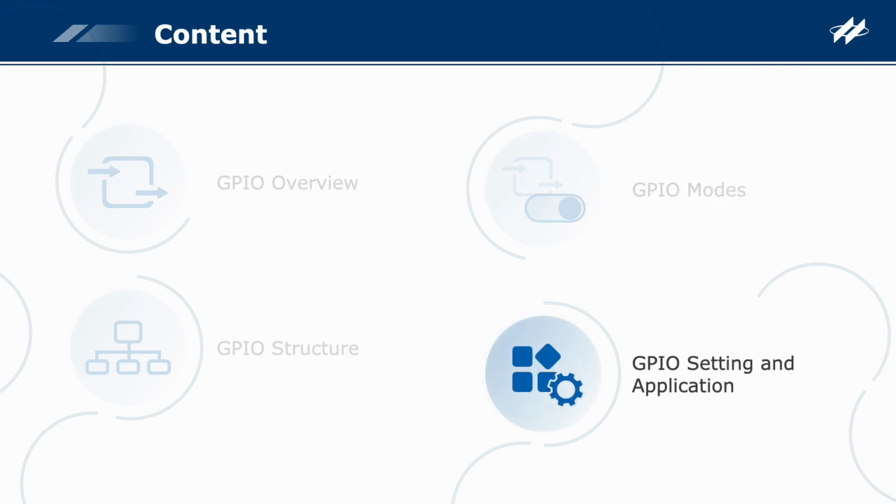The fourth chapter is GPIO Setting and Application. The specific GPIO configuration and an application example are provided to help users to understand the GPIO usage.